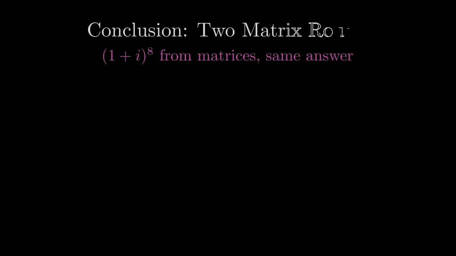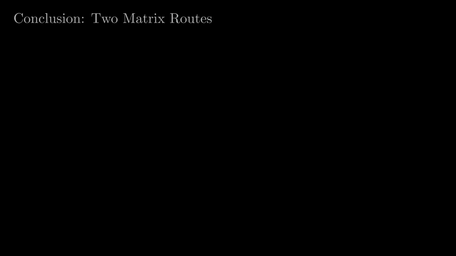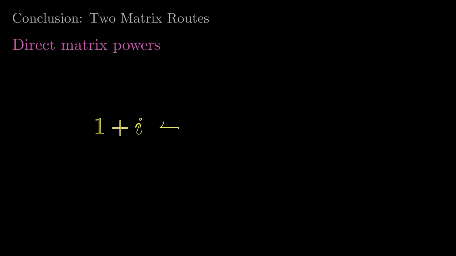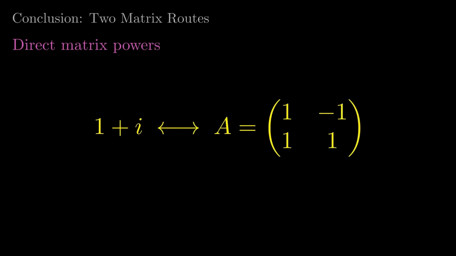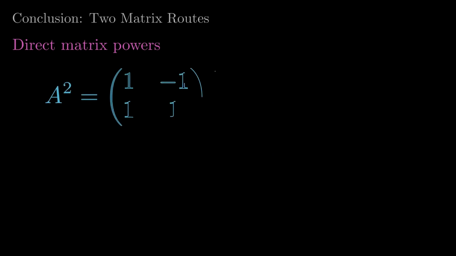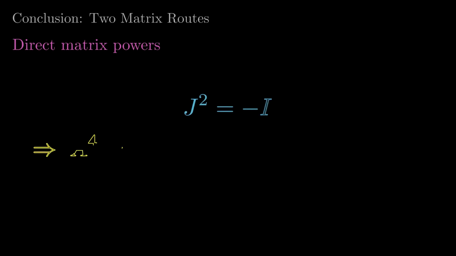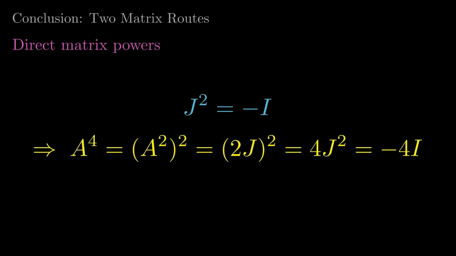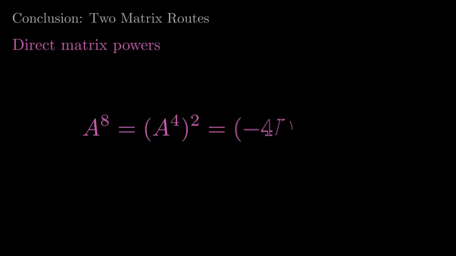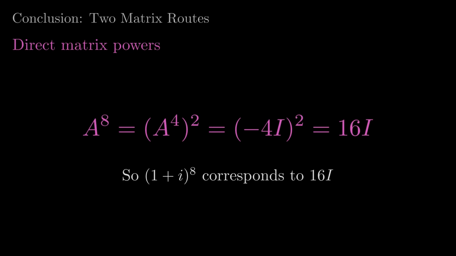Now let's conclude with two matrix methods for (1 + i) to the eighth. First, the direct power method. Represent 1 + i by matrix A, [[1, -1], [1, 1]], and square it. A squared equals 2J, where J is [[0, -1], [1, 0]]. Since J squared equals minus I, we get A to the fourth equals minus 4I, and A to the eighth equals 16I. So (1 + i) to the eighth equals 16.